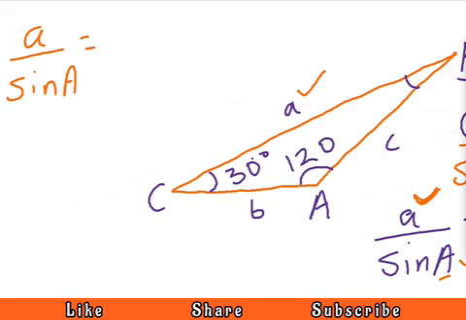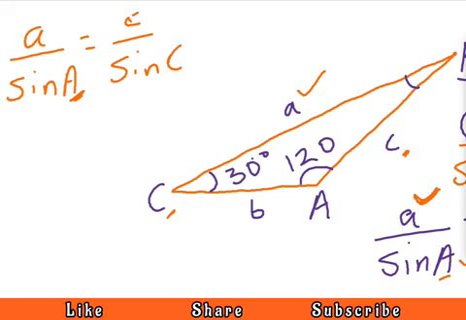So do we have angle A? Yes, we have angle A. That's good. So that's why we know we can at least start with the sine rule formula. Now, do we have angle C? We have angle C, but do we have side c? So if I say c over sine C, will this work?